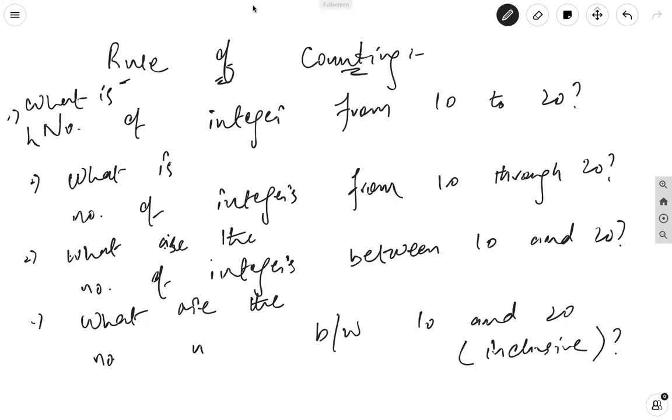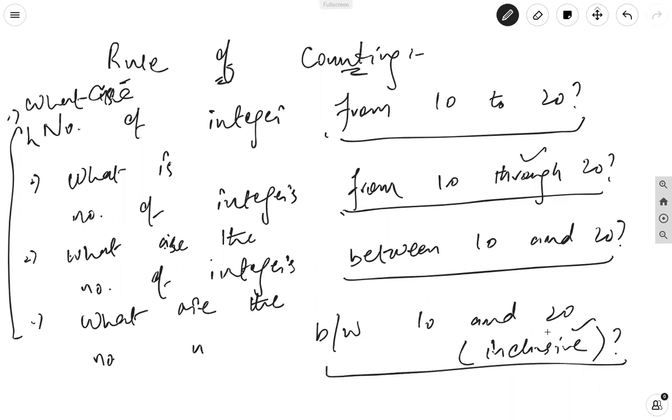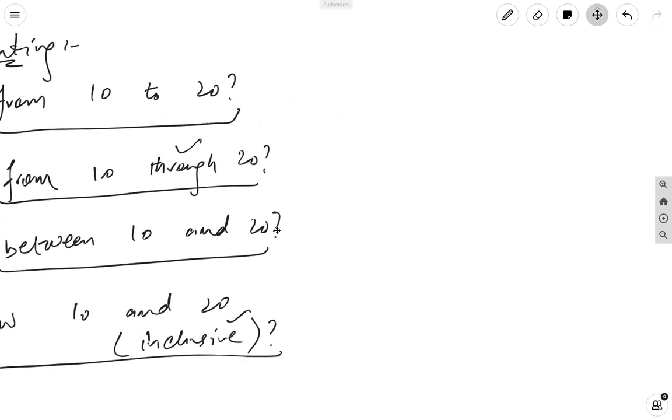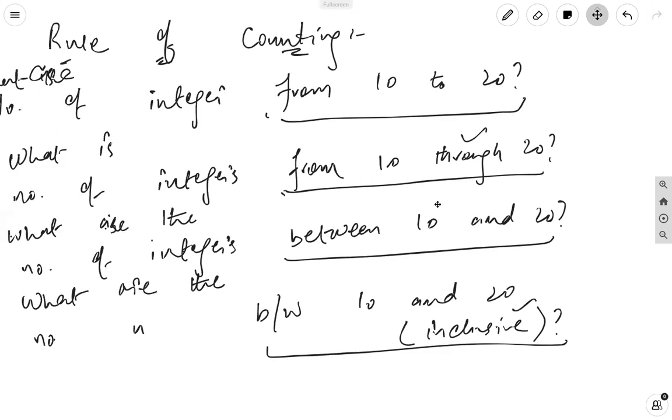So what is the difference between all of these cases? I just wrote down 4 cases, right? The first case was what is the number of integers from 10 to 20? Other is from 10 through 20. The next one is between 10 and 20. And the last one is between 10 and 20 inclusive. For the third, we do not count 10 and 20, but for the fourth one, we will include 10 and 20.